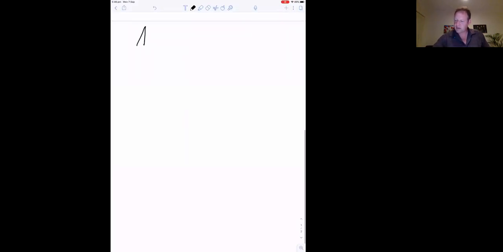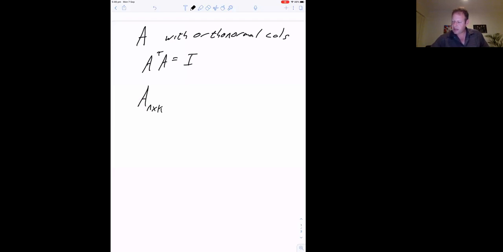So let's call A a matrix with orthonormal columns. That means that A transpose A is the identity. But just so we know, if A is n by k, then A transpose A is the k by k identity. And k must be less than or equal to n.